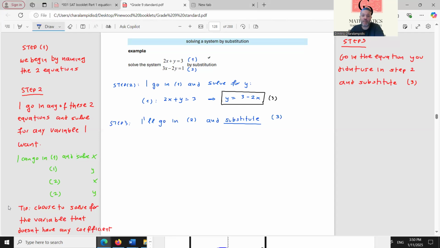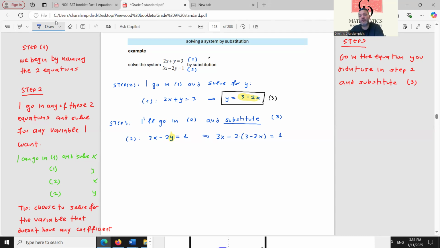What do I mean by that? I mean that in the second equation, which is 3x minus 2y equals 1, I should now substitute the third. But the third states that y equals 3 minus 2x, which means that here I should substitute y by exactly that, by 3 minus 2x. By doing so, this will become 3 times x minus 2 times (3 minus 2x), and all that equals 1.